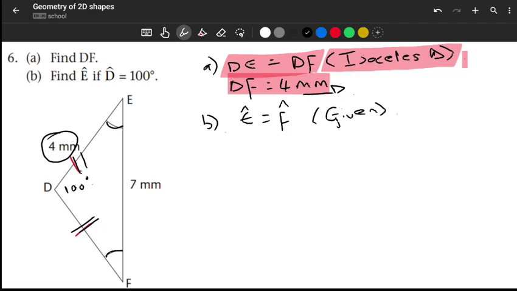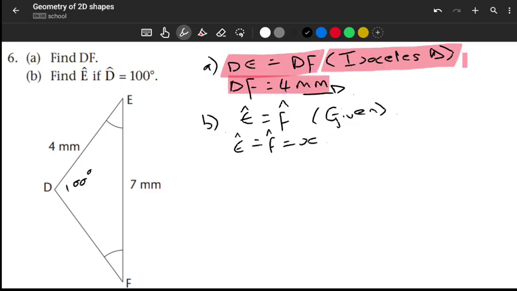And then remember what I said, the lines where they meet, that angle you ignore, which is that one, and then these two are equal, right? Remove all this, and this is 100 degrees, right? So those two are equal, it is given. Therefore we can say that angle E equals angle F and is equal to X. We're gonna say it's X, right? Then we can say that 100 degrees.